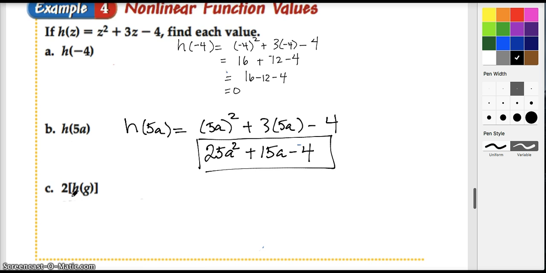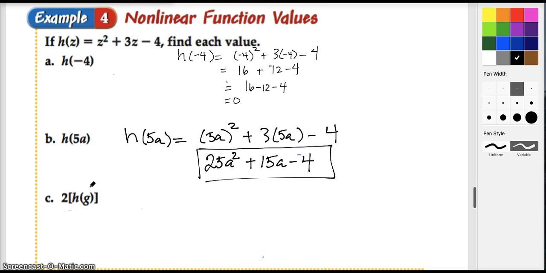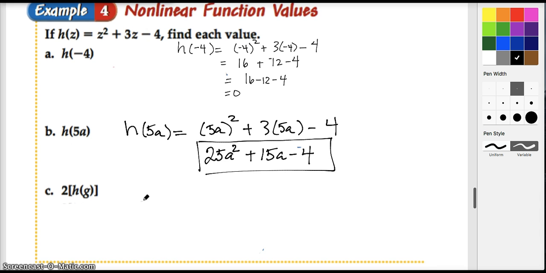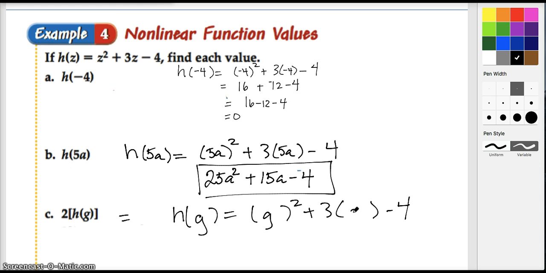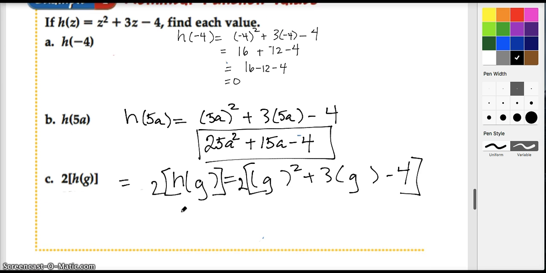Finally, this little thing, 2 times h of g. 2 times this whole thing, h of g. So remember my trick, right? I like to do h of blank is equal to blank squared plus 3 times blank minus 4. I'm going to put the g in there, but right now you're saying, but wait a minute, lady. Wait a minute, crazy lady. Don't we have to multiply by 2? And I'm going to say yes. And if I've got to multiply by 2 over here, I'm going to multiply by 2 over here. So it's a matter of making sure I make this thing look exactly the same.